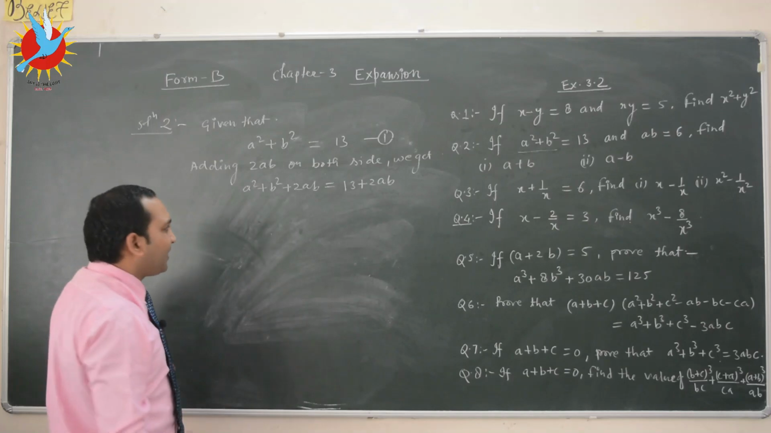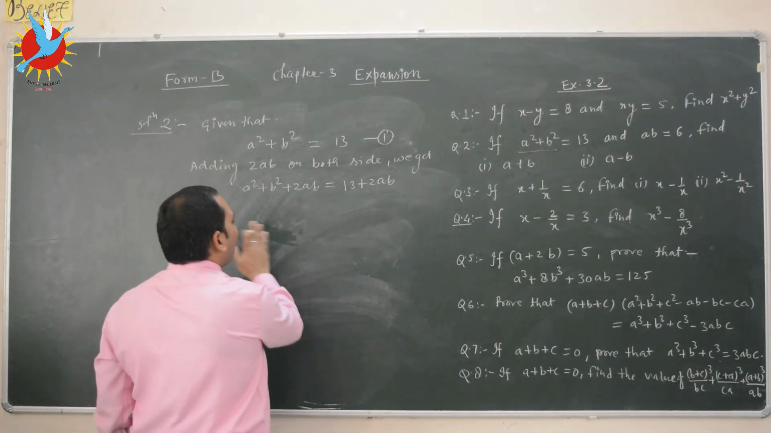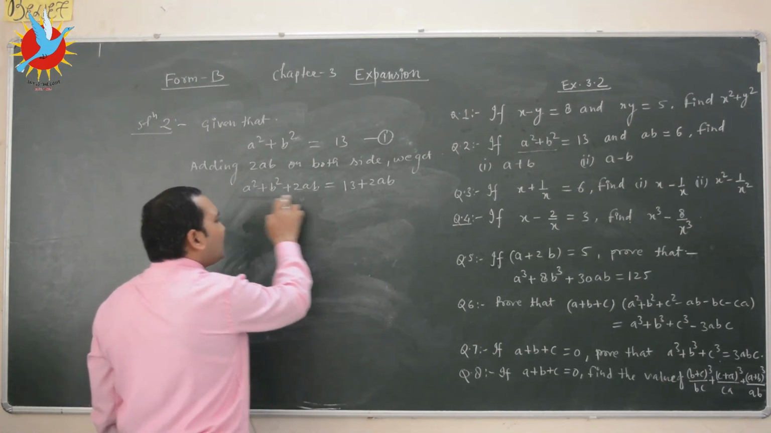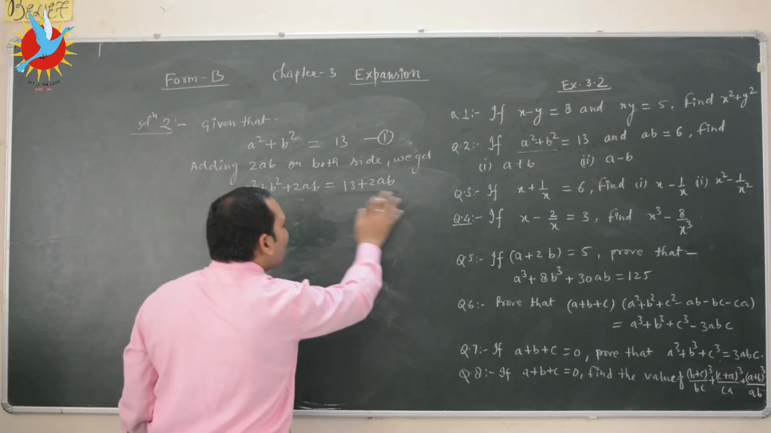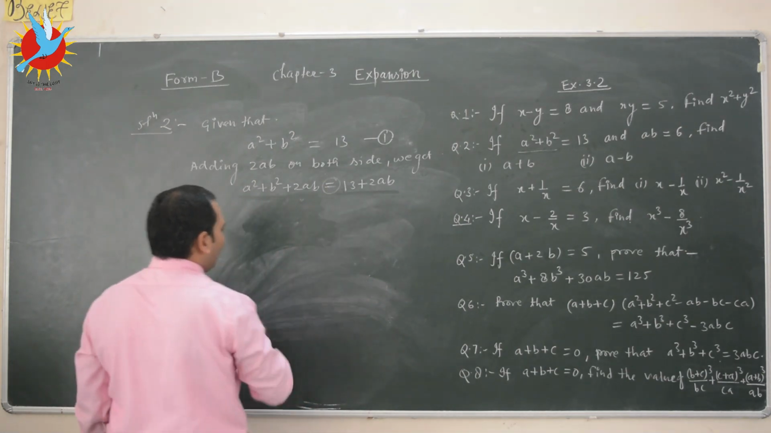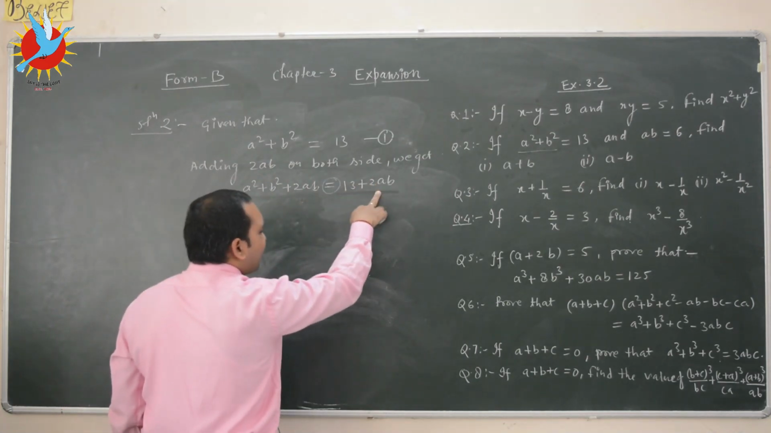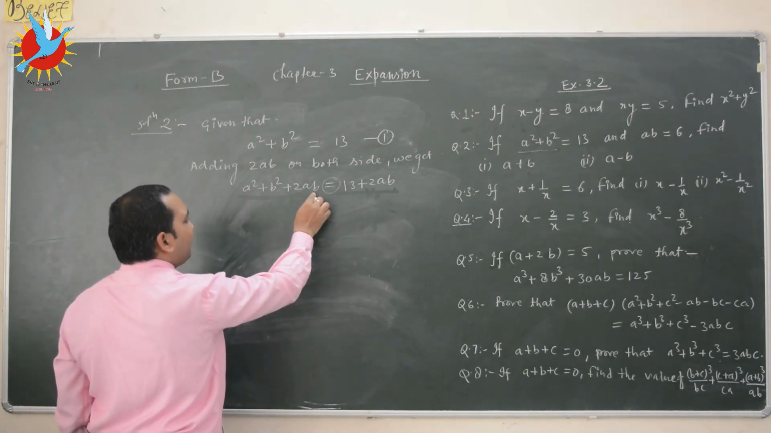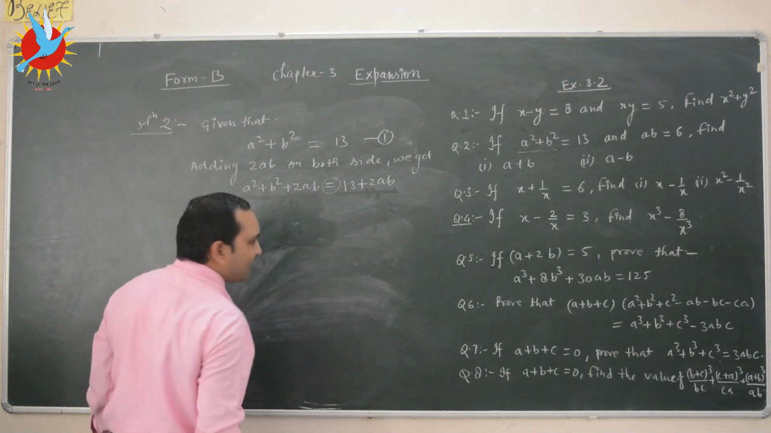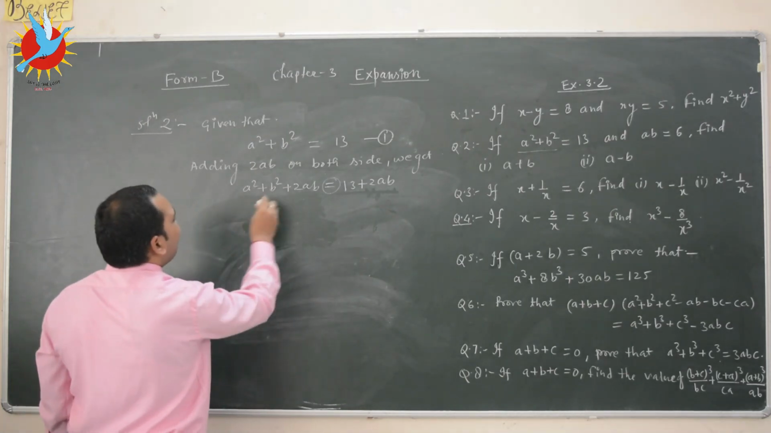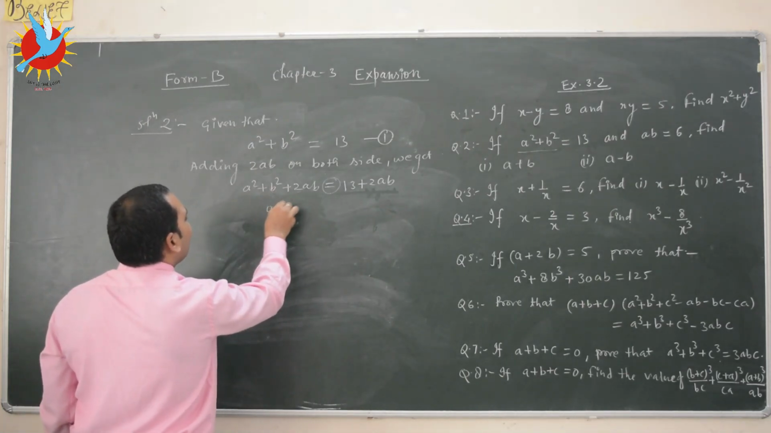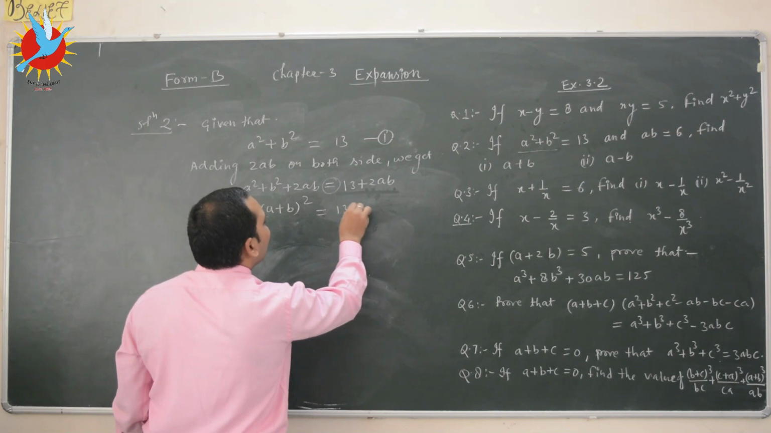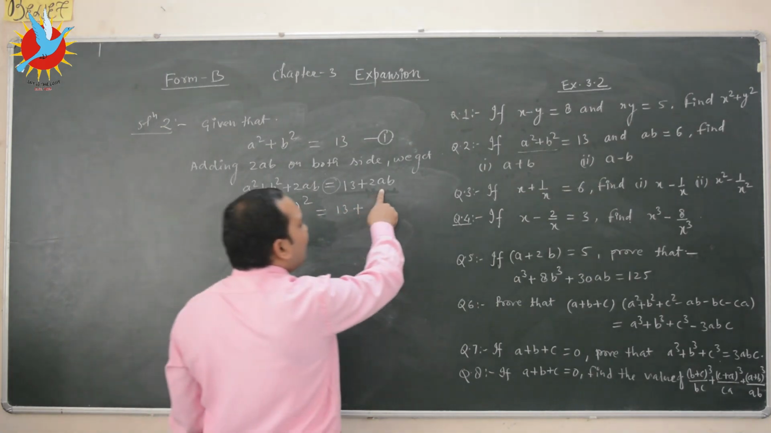If we add or subtract the same number on both sides of any equation, the equation will remain balanced, meaning there is no change in the equality. So we add plus 2ab here and also plus 2ab there. If we write plus 2ab here, it will be minus 2ab, so plus 2ab and minus 2ab both cancel. So we can write a square plus b square plus 2ab, which is equal to a plus b whole square, which is equal to 13 plus 2ab. What is the value of ab?